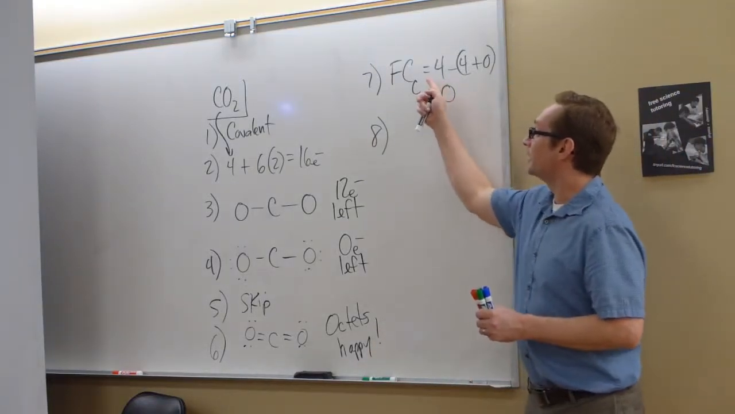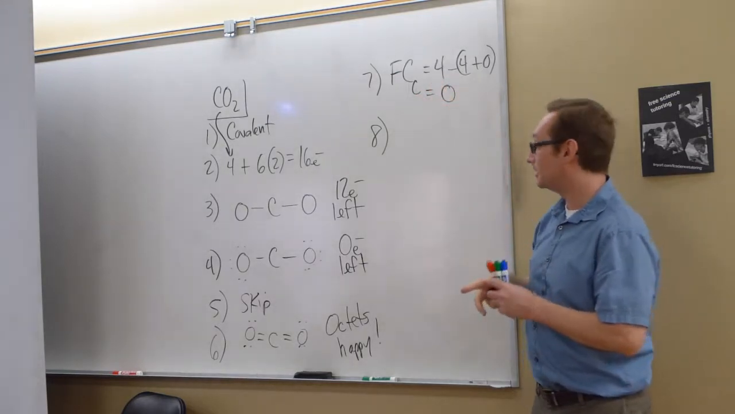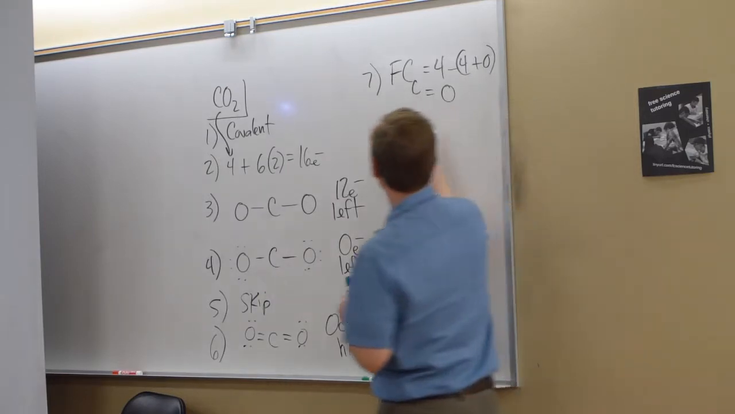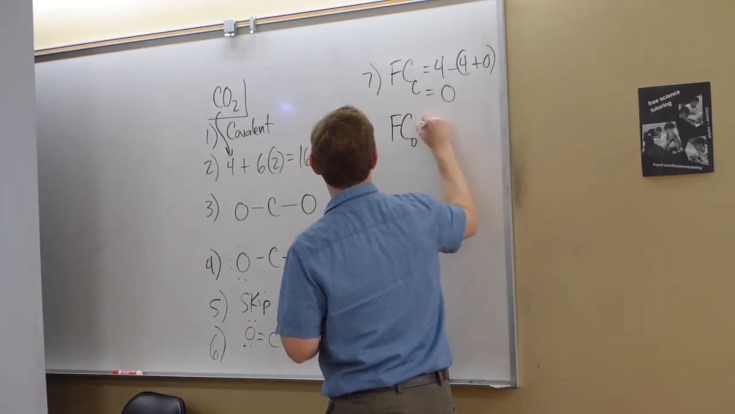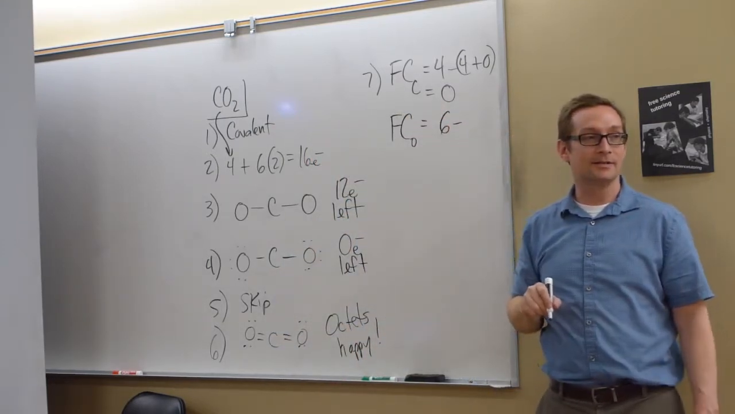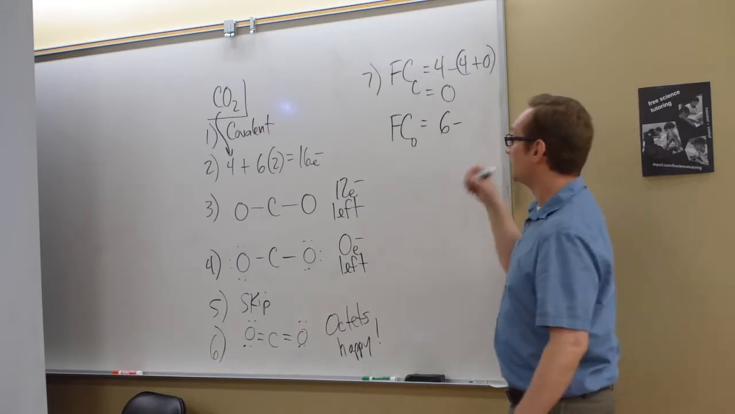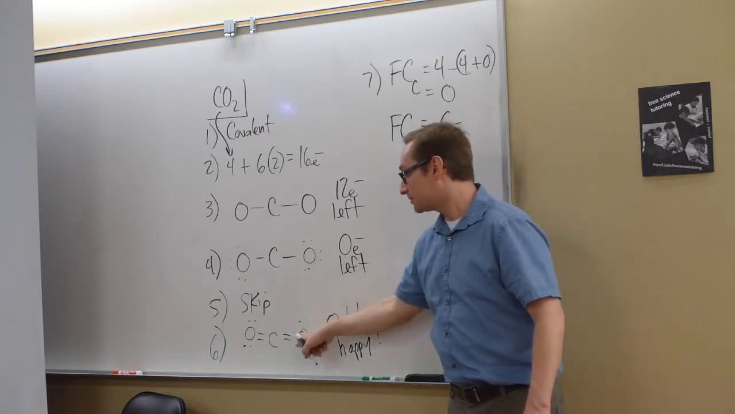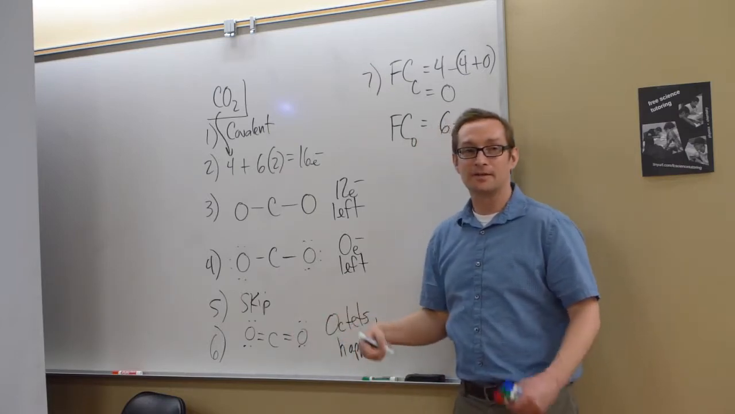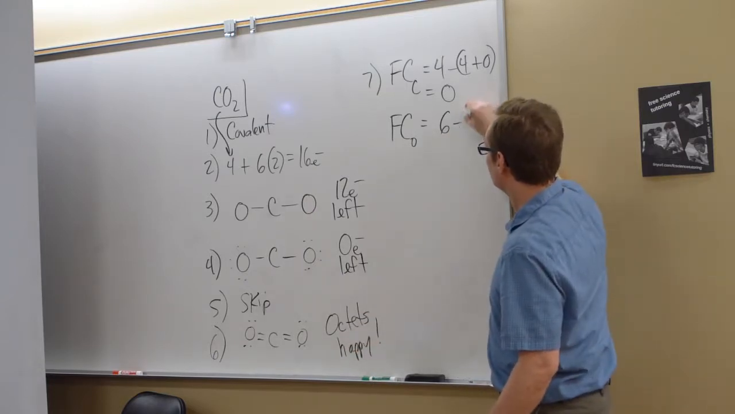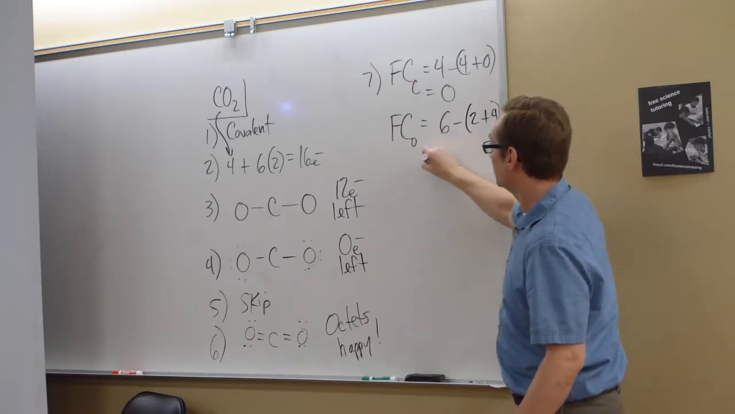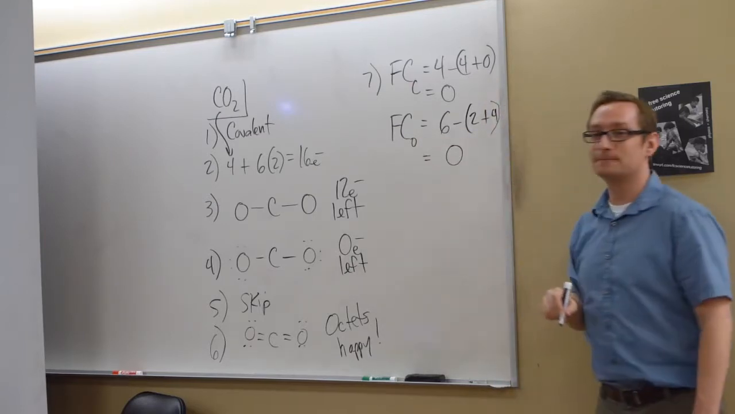Okay, so I've got formal charge of 0 for carbon. Now I'm going to do it for the oxygen atoms. Formal charge for oxygen, I've got 6 in the free atom. Is everybody all right with that? Group number 6 for oxygen. Minus, how many bonds do I have to the oxygen here? 2. I've got 2 bonds. How many dots do I have? 4. I've got 4 dots. So I'm going to say 6 minus 2 bonds plus 4 dots. Now that also gives me a formal charge of 0.